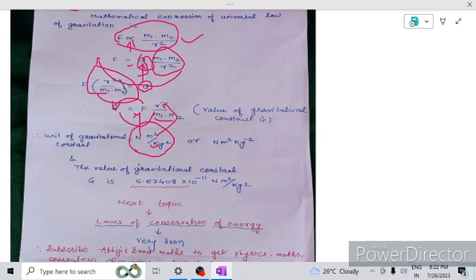And the value of the gravitational constant G is 6.67408 times 10 raised to the power minus 11 Newton meter squared per kg squared.